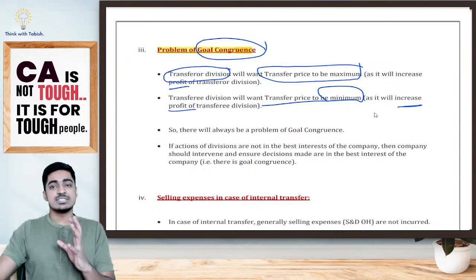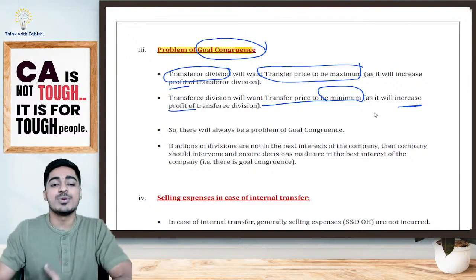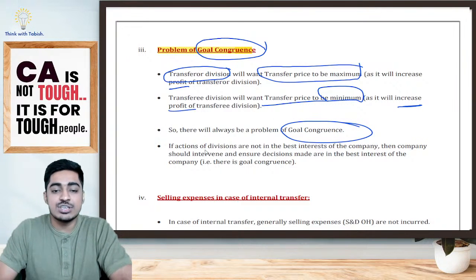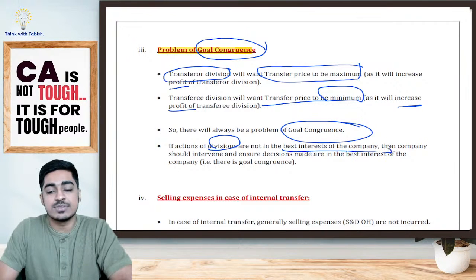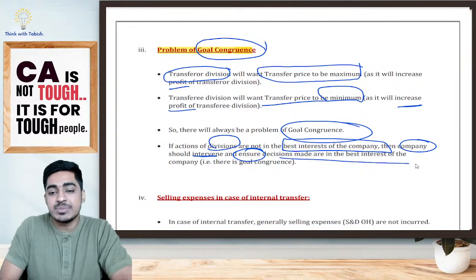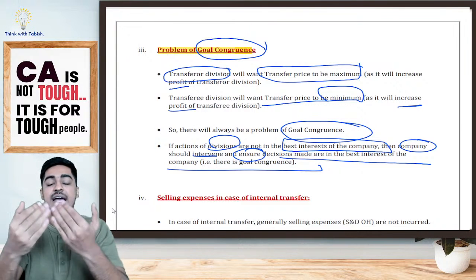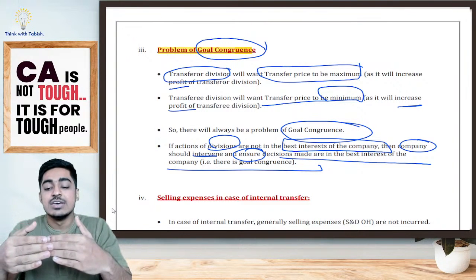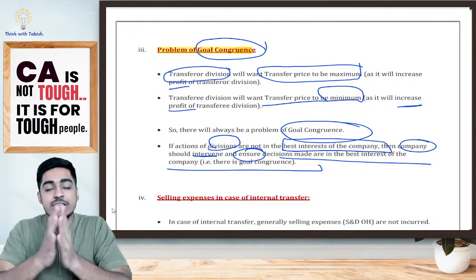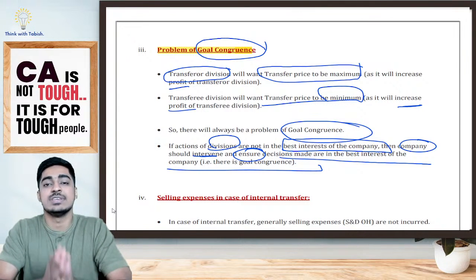So the transferor says, yes, I want to keep the transfer price more. The transferee says, no, you should keep it less. So there will always be a problem of goal congruence. If the actions of the divisions are not in the best interest of the company, then the company has to intervene and ensure that decisions are made in the best interest of the company. We'll discuss it later, but if divisions are fighting and taking a decision which is not beneficial for the company as a whole, then the company should intervene and ensure that they take a decision which is ultimately beneficial for the company.